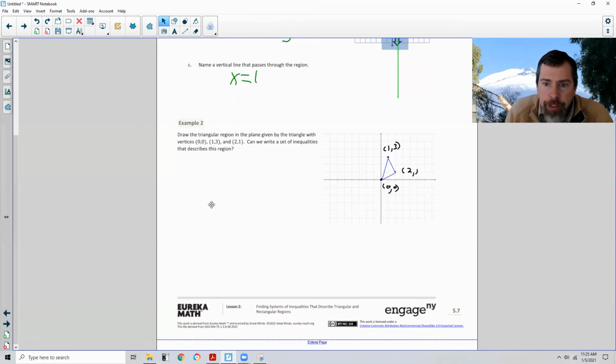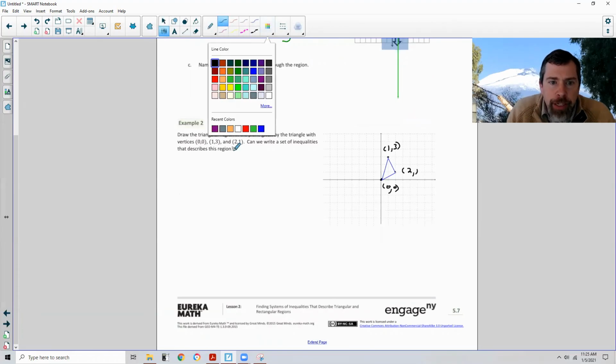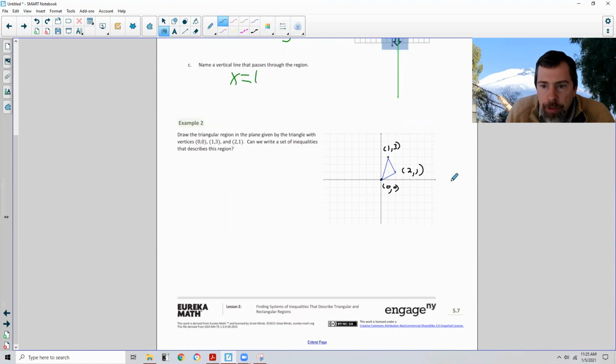Okay, so there it is. There's the triangle. Can we write a set of inequalities that describes this region? And the answer is yes. We have 3 lines. We know the slope. I didn't close my parentheses here. We know the slopes by figuring out the equation of the line.